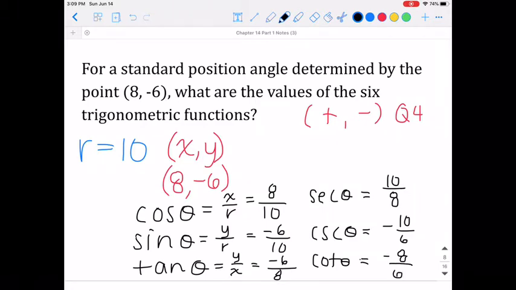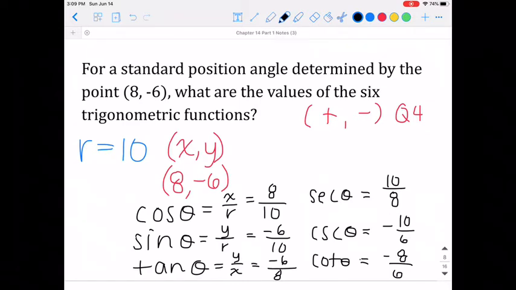So again, because we're not talking about the unit circle anymore, you need to find your radius in order to figure out all your trig functions, and figure out the original 3 first, and then just flip them to use the reciprocal to find secant, cosecant, and cotangent.